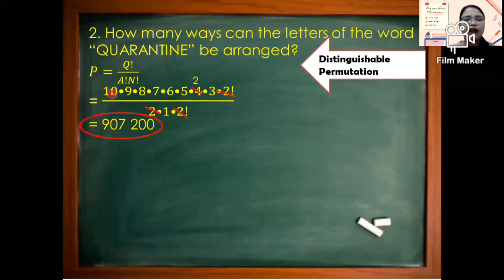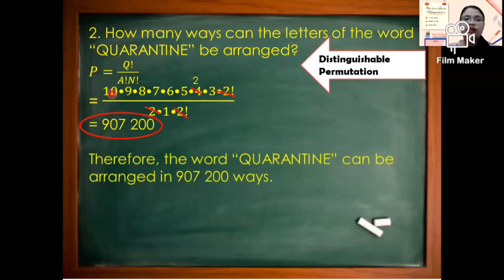So that will be now the permutation of the word quarantine. Therefore, the word quarantine can be arranged in 907,200 ways.